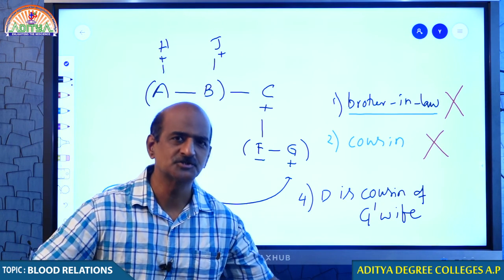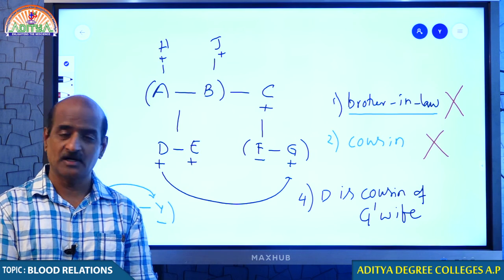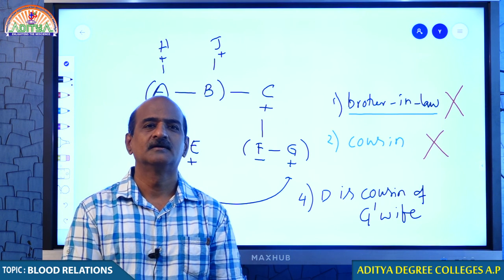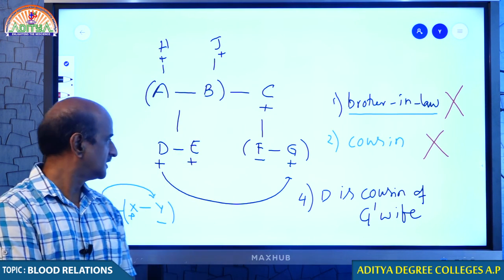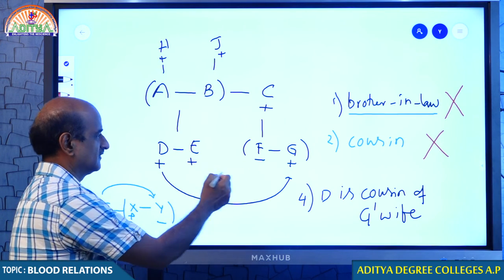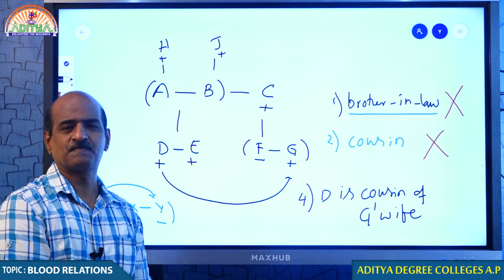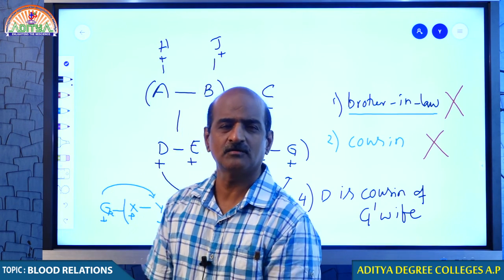Brother-in-law is ruled out because when D is not brother of F, obviously he cannot be brother-in-law. Cousin is ruled out.